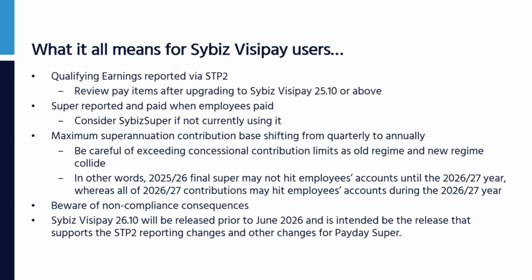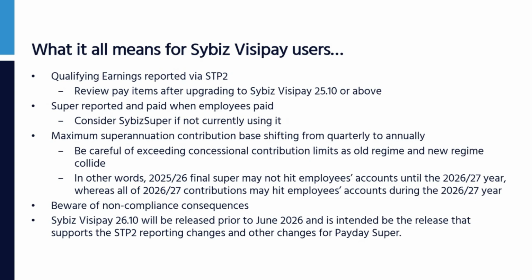So essentially, qualifying earnings is the amount on which you're going to be paying super. So if you submit STP and you forget all about your super, and then the ATO comes and taps you on the shoulder and says, hey, you haven't paid the super, they will use that qualifying earnings amount to determine what the super guarantee charge and consequences will be for you.